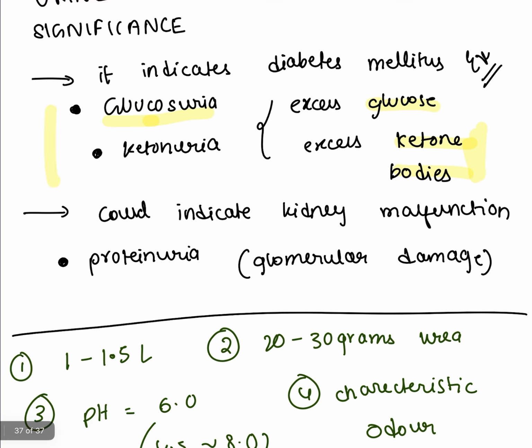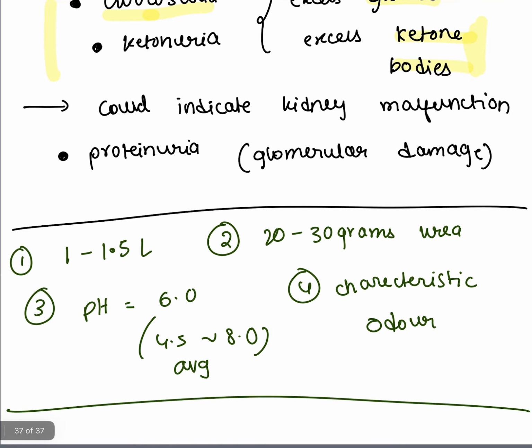So these two conditions are detected through the urine, and they could indicate diabetes mellitus. Now, urine tests could also indicate kidney malfunction. For example, you know that the glomerulus is responsible for ultrafiltration, and it's not supposed to allow large proteins into the filtrate. But when the glomerulus fails, it is a kidney malfunction, obviously. So when the glomerulus fails, it allows the proteins inside, and the proteins are visible in the urine that we excrete, and that condition is called proteinuria. So that indicates glomerulus damage.